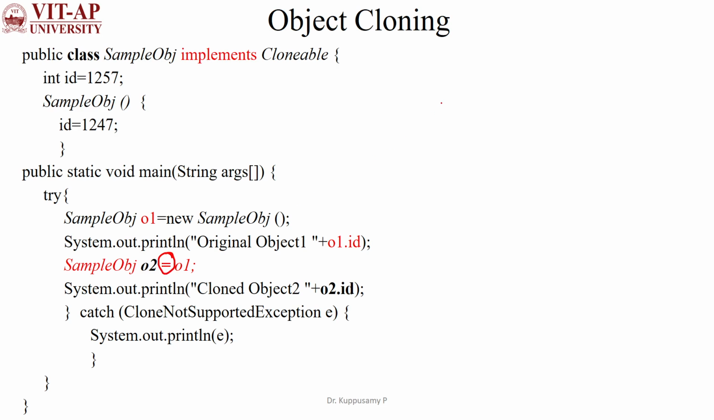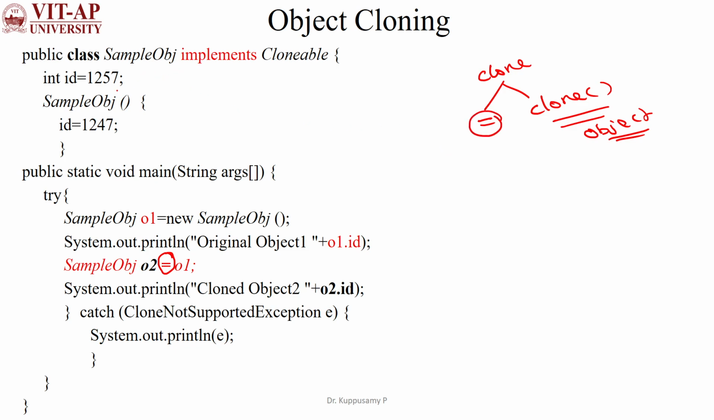Here one more example we are giving by using the equal symbol. So we can make the copy, we can clone it, by using two things. One is the equal symbol and another one is the clone method. So here we will use Object.clone, but here we are simply assigning the value.